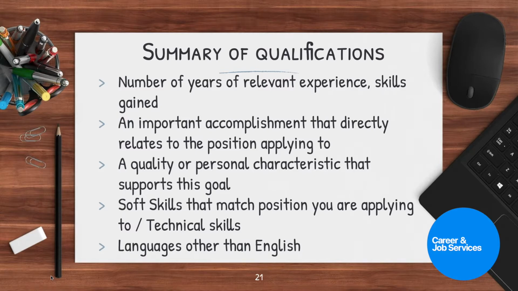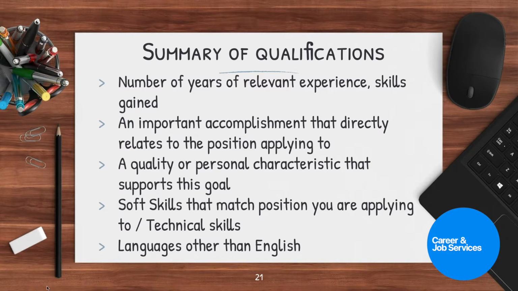Now, if you have 3 or more years of work experience, we recommend, instead of having an objective, that you list a summary of qualifications. This will be more beneficial for you. In the summary of qualifications section, you highlight the number of years of experience that you have. You can also include any important accomplishments, personal characteristics, or soft skills that match the position that you're applying to. This can also include any foreign language skills or technical skills that you can bring to the role.